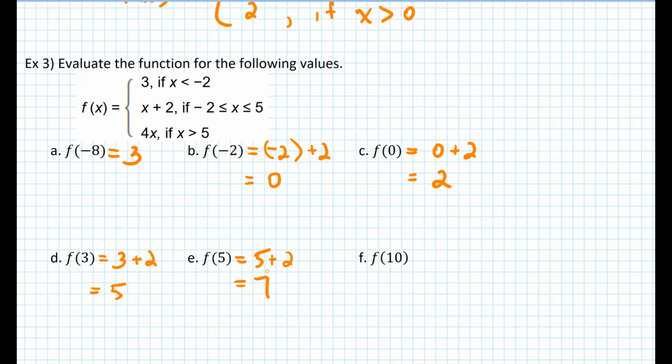Okay. And then finally we have f of 10. Question, Ava? Yeah. So that one's going to fall into which domain? The last one. So this becomes 4 times 10. So f of 10 is 40.